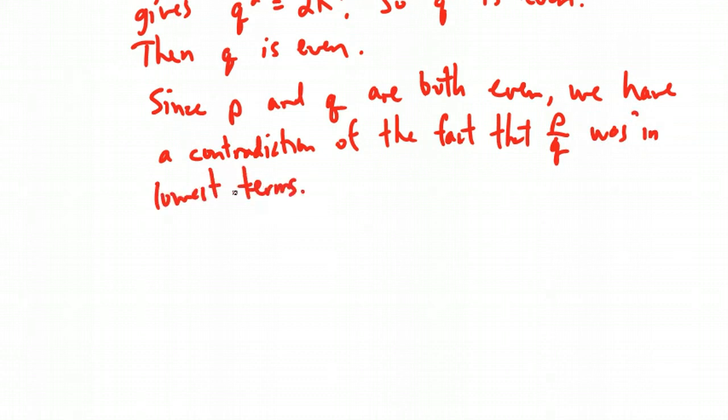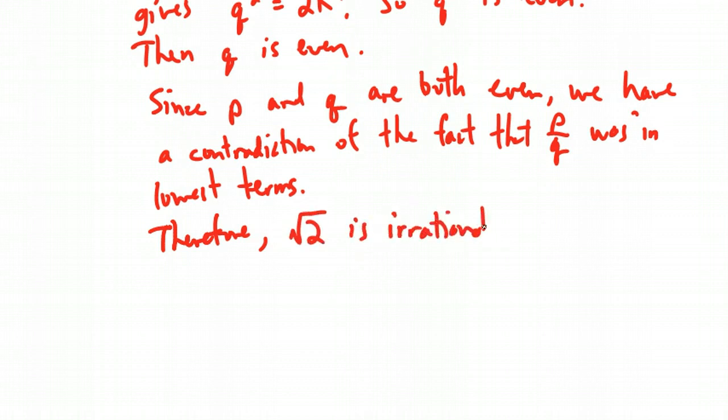If p and q are both even, then p over q can't be in lowest terms, because you could divide both the numerator and the denominator by 2. So therefore, what was wrong? What was wrong was our original assumption that the square root of 2 was rational. So therefore the square root of 2 is irrational. Okay, so this is an example of a proof by contradiction.